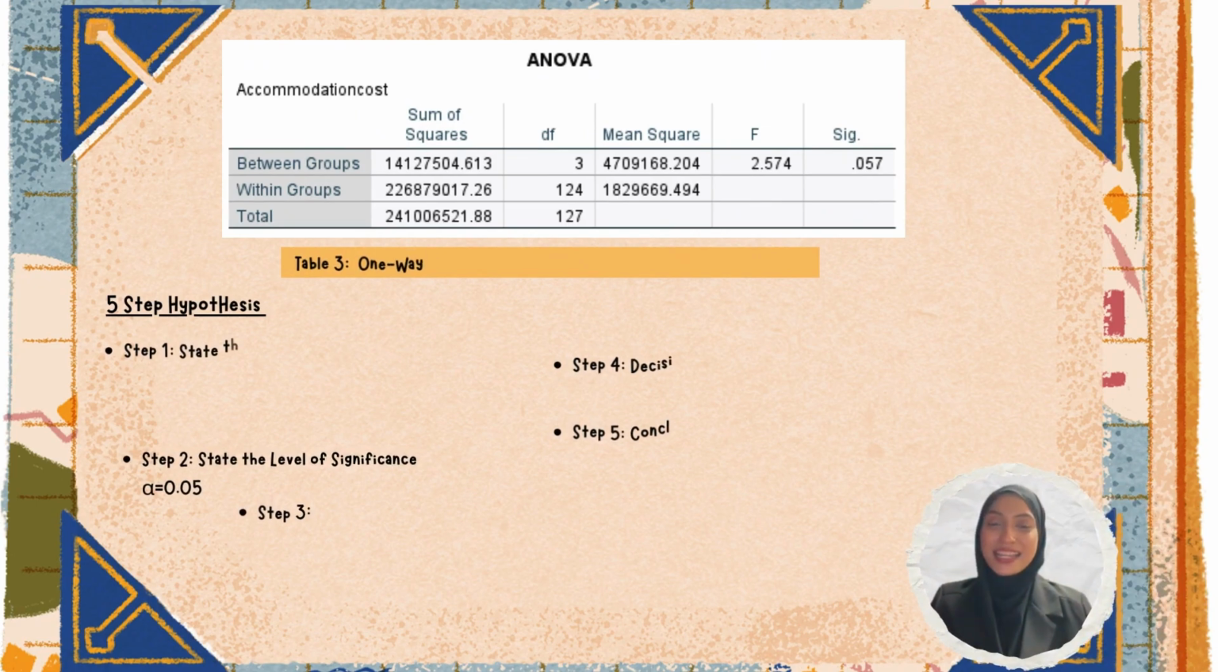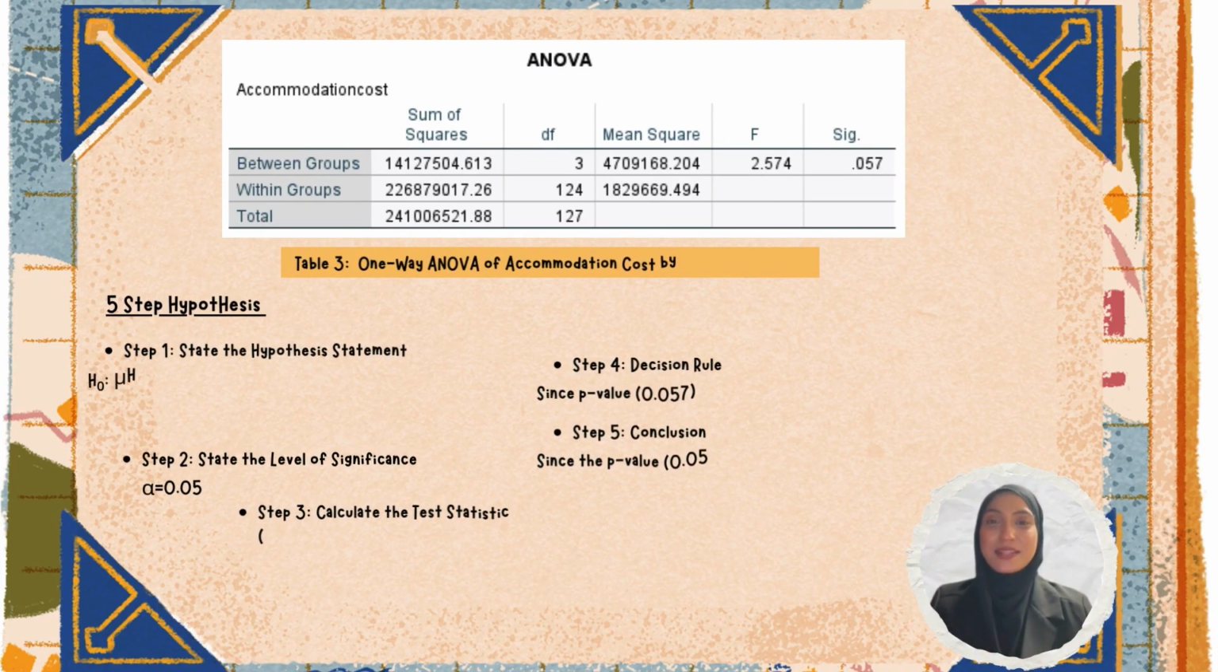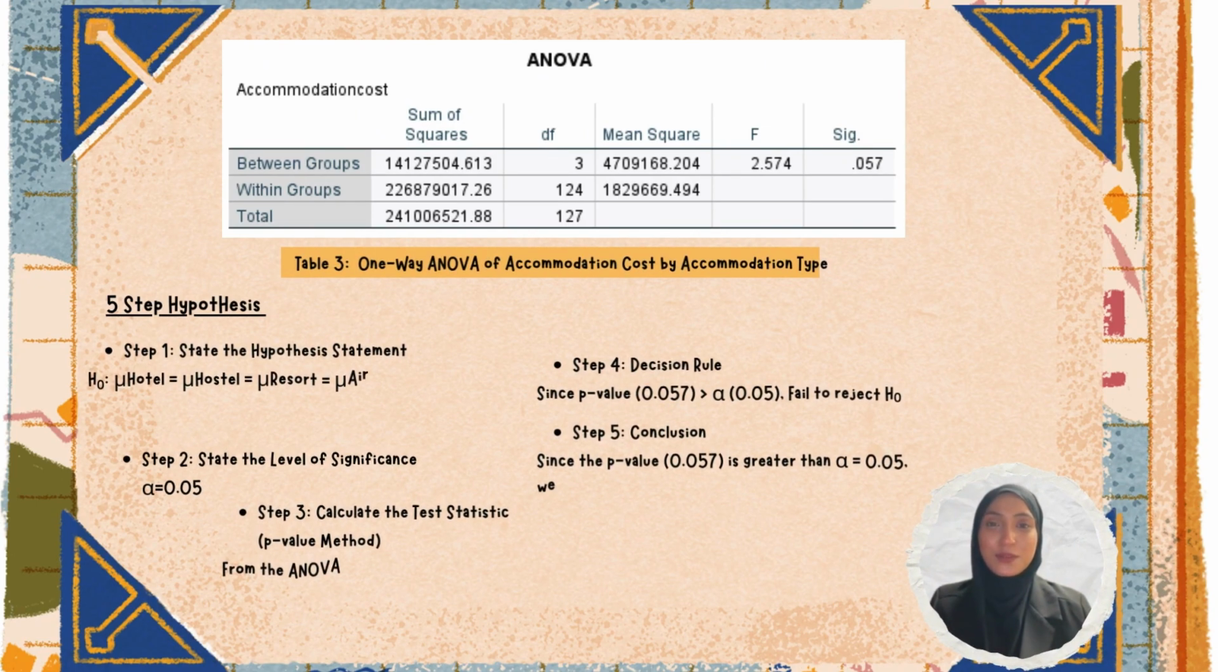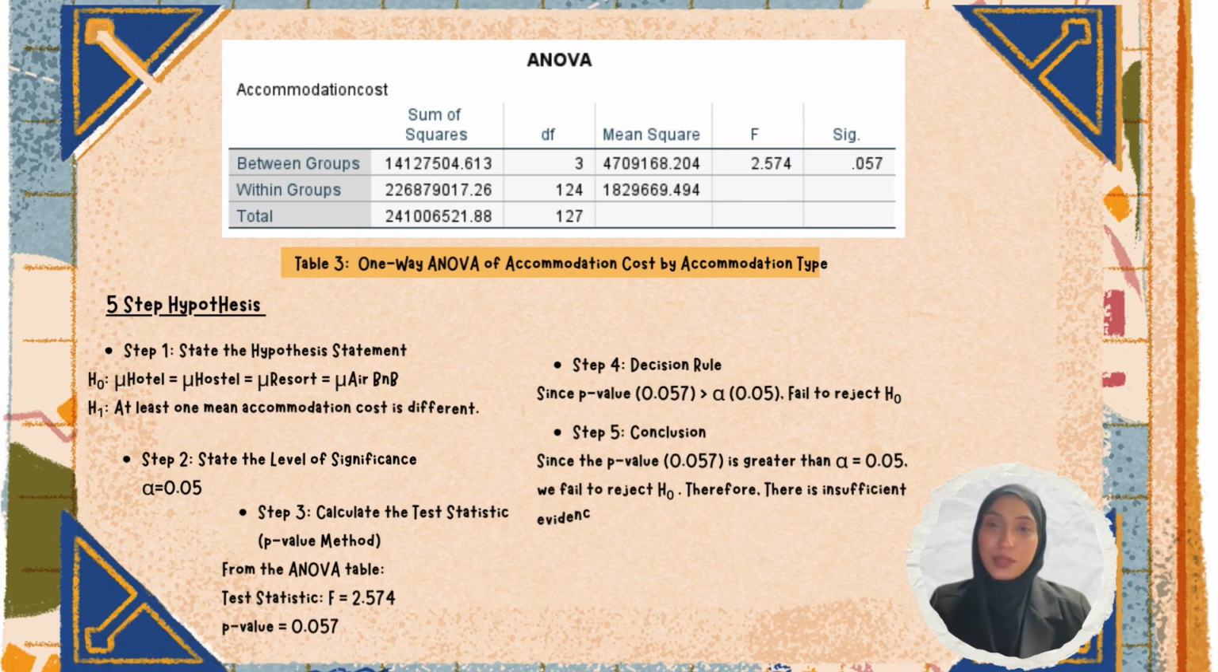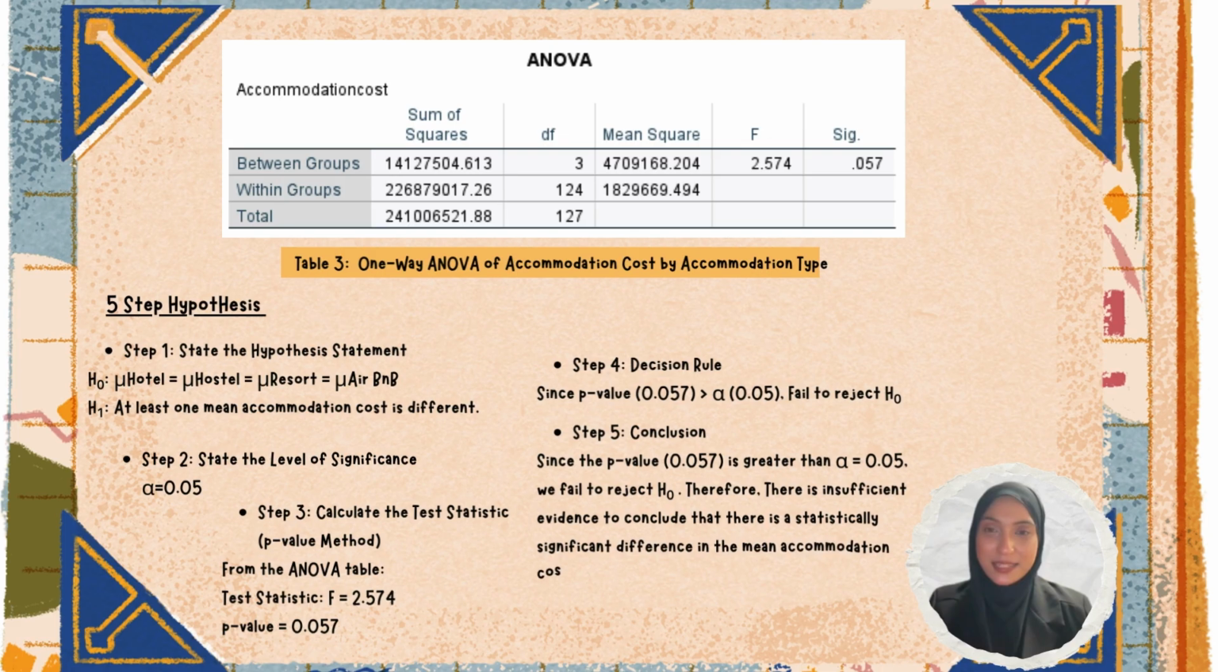My name is Nur Akila Shazwani binti Mahzi and my student ID is 2025230496. So next, I will explain the hypothesis testing using the 5 steps hypothesis approach for our ANOVA analysis.